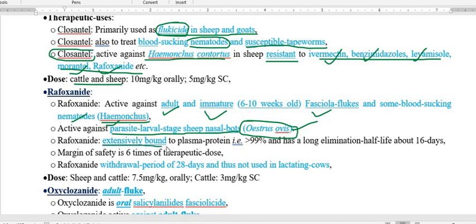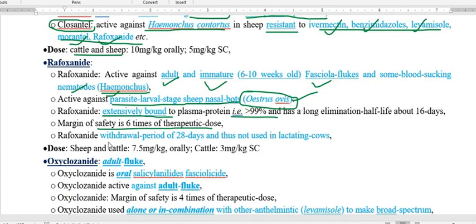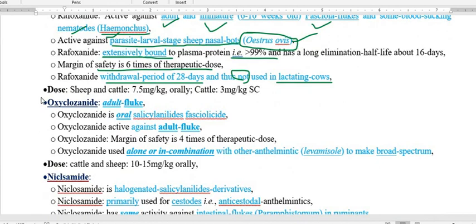Similar to the previous clorsulon, it is extensively bound with protein, about 99%, more than 99%, and the margin of safety is about 6 times its therapeutic dose. As the withdrawal period is very high, we don't prefer to give it to lactating cows. Regarding the dose of rafoxanide in sheep and cattle, it is about 7.5 mg per kg orally, and for cattle 3 mg per kg subcutaneously.